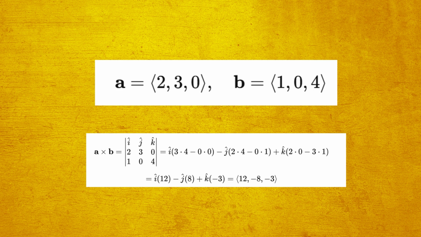Take each component one at a time. i component: cover the row and column for i, and take the determinant of the remaining 2 times 2. j component: subtract the determinant. If your result points into or out of the screen, use the right-hand rule to check the direction.